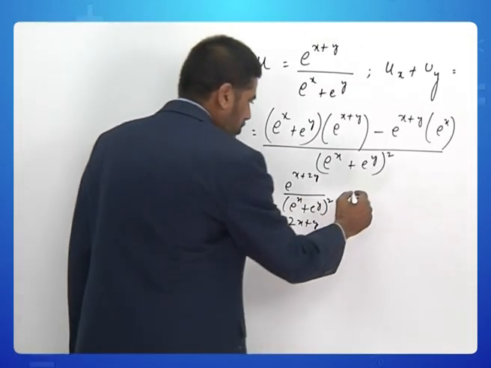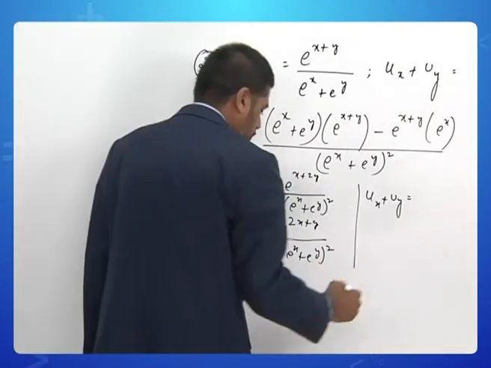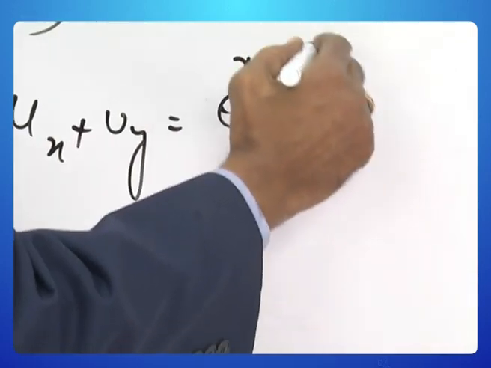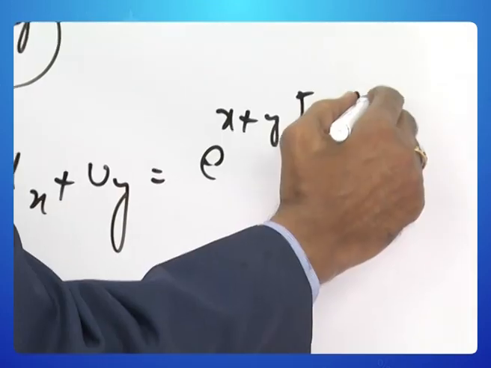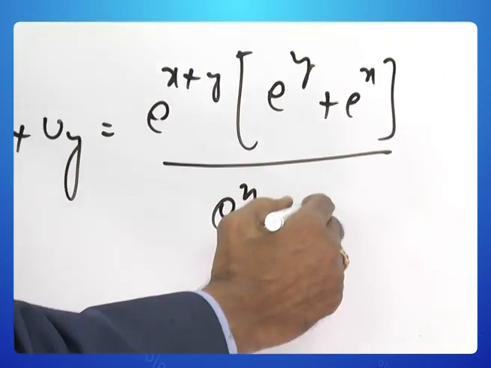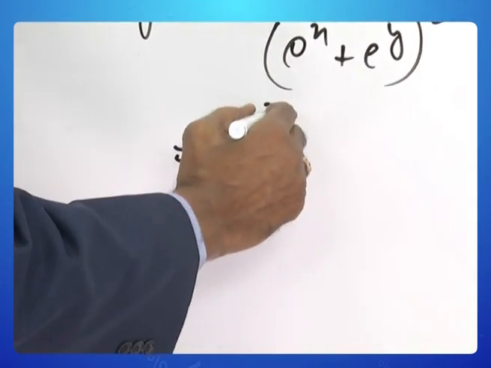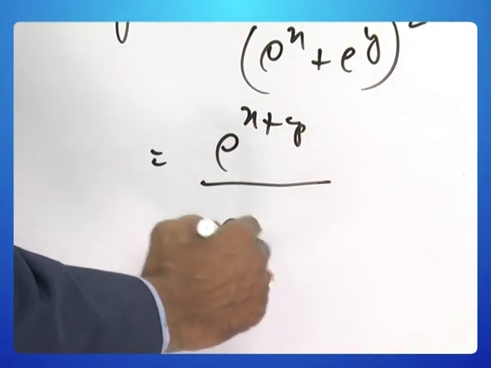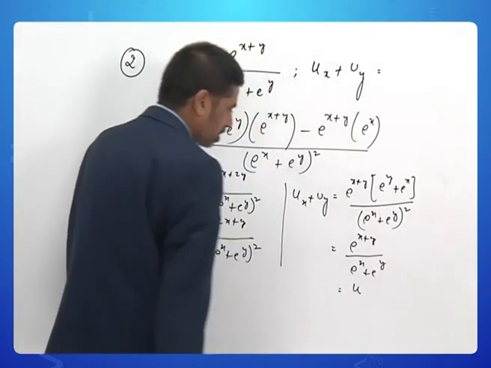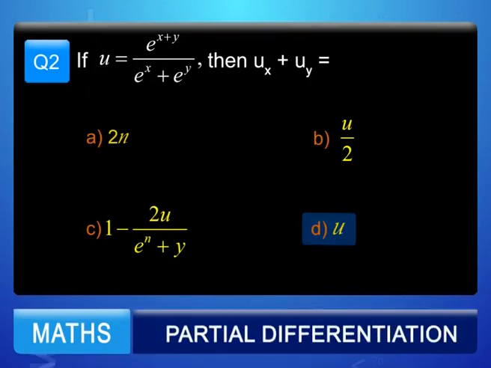So let us take the sum of these two. Ux plus uy would be e power x plus y as a common factor, times e power y plus e power x divided by e power x plus e power y whole squared, leaving behind e power x plus y by e power x plus e power y, and this is nothing but the given function u itself. Therefore, the correct option for this problem is D.